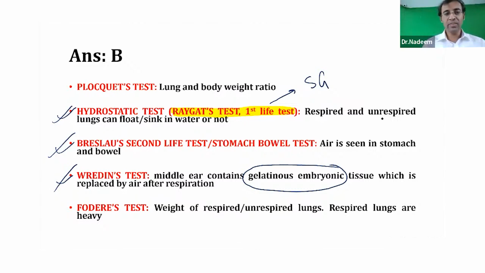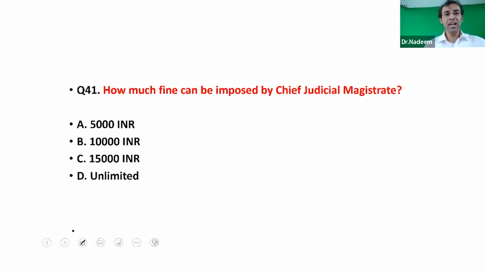Now, Fodere's test. Here we recheck the weight of the lungs. Respired lungs will be heavy for sure. Unrespired lungs will not be that heavy. Easy to understand. All these tests are extremely important. Next, how much fine can be imposed by the Chief Judicial Magistrate? Can you answer me?